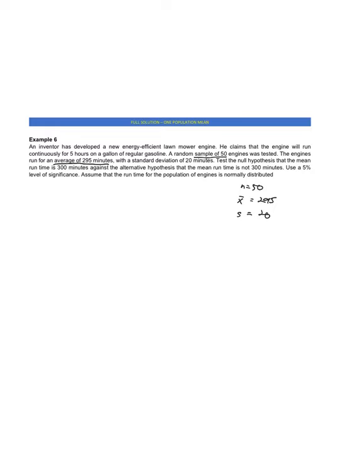Okay, test the null hypothesis that the mean runtime is 300 minutes. Again, it is 300 minutes. Okay, so it has told us there the H naught and H1. So our H naught and H1 is mu equals 300 versus mu not equal to 300. Okay, so this one is a two-tailed test.